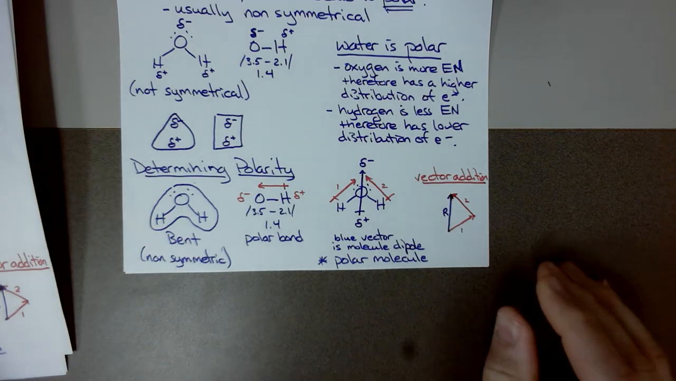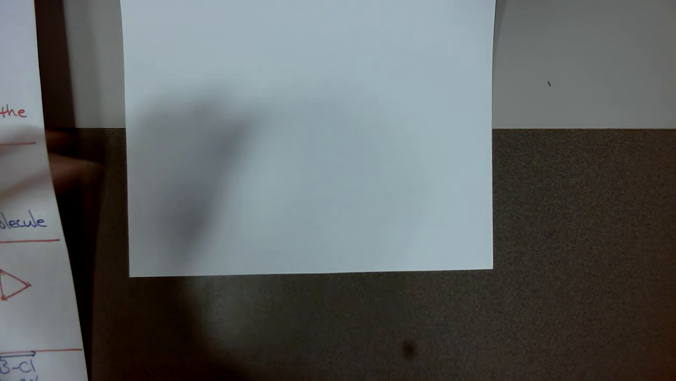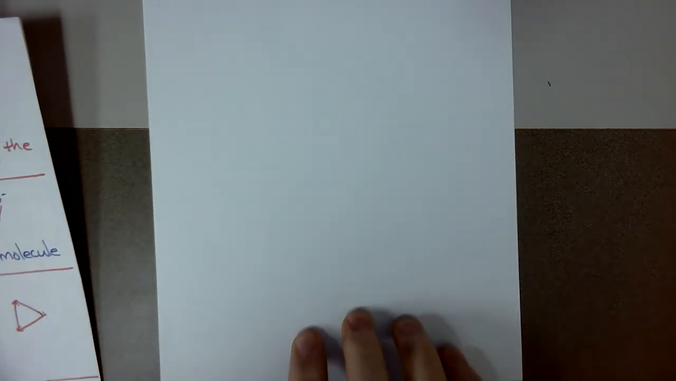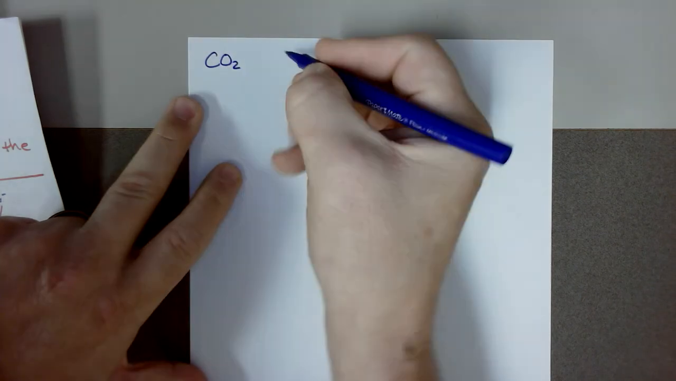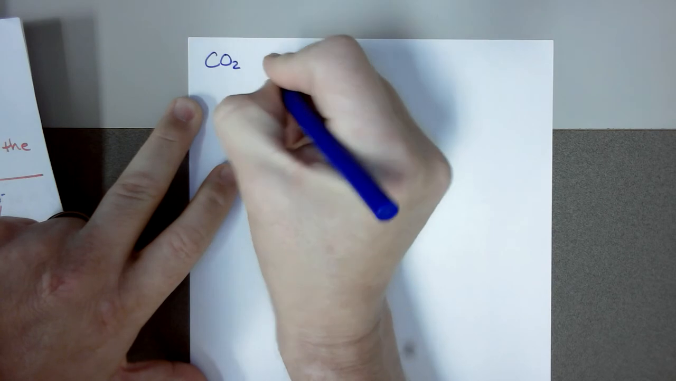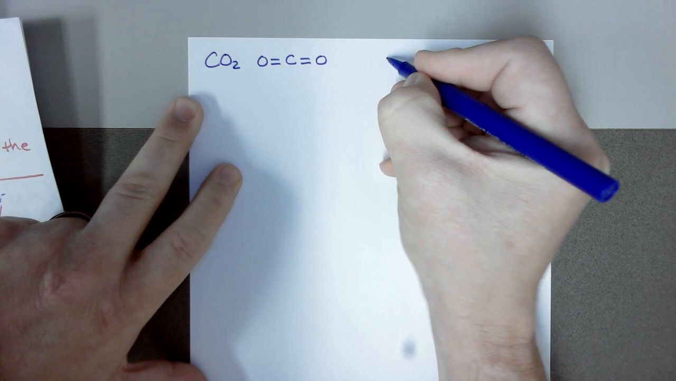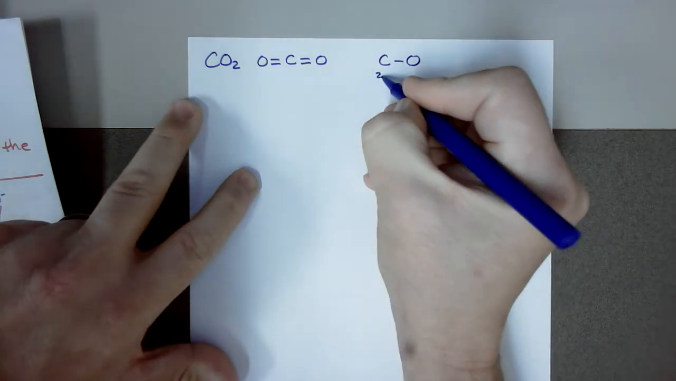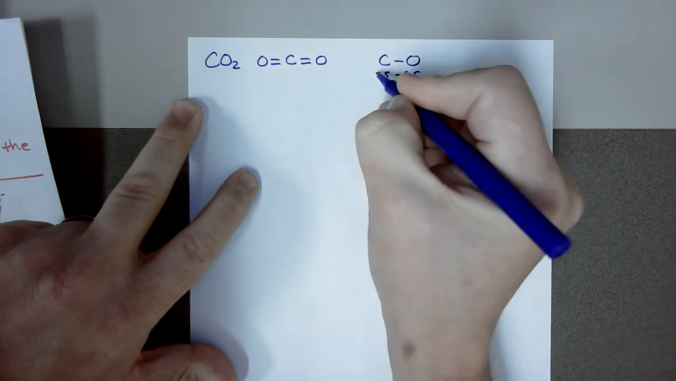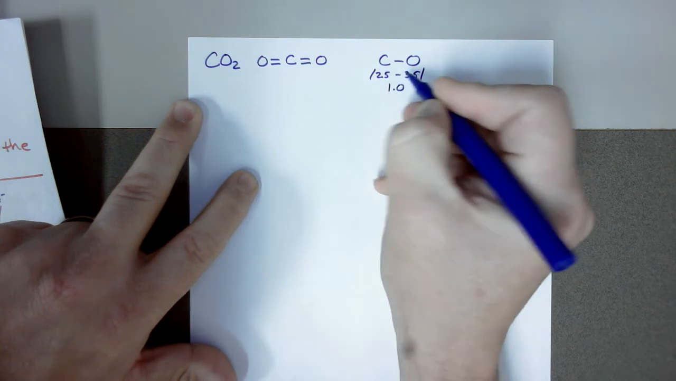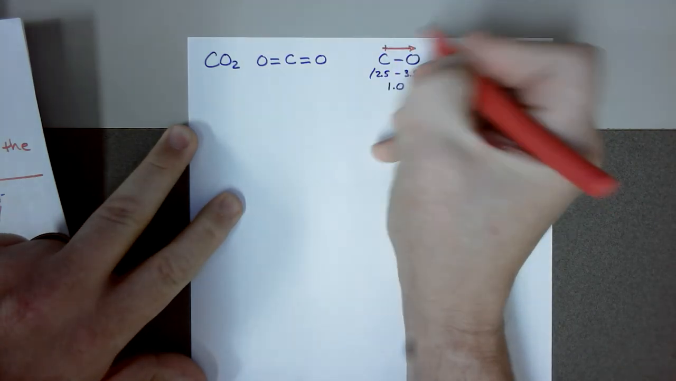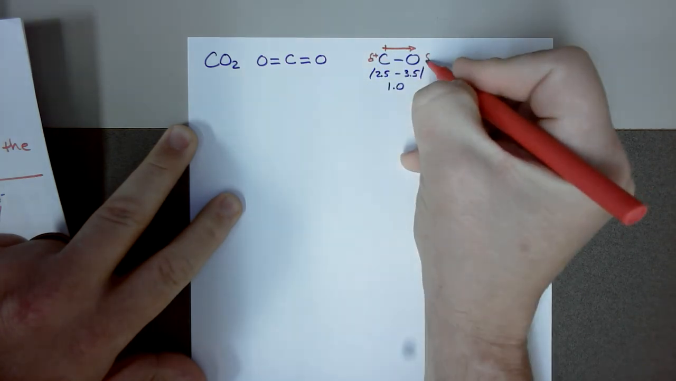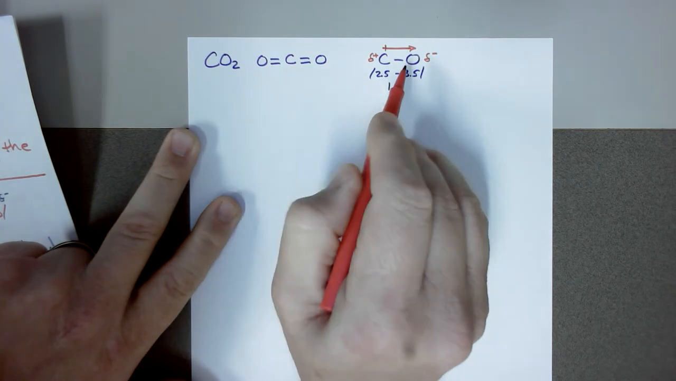So let's look at some other molecules and see how this works. The next molecule I want to look at is carbon dioxide, so let's determine the polarity of carbon dioxide. We have a carbon double bonded to an oxygen, and another double bond to oxygen. That's carbon dioxide. We know that the carbon-oxygen bond is 2.5 and 3.5, so this has a difference of 1.0. So this is a polar bond, and that polarity would be from the least electronegative to the most electronegative, partially positive here and partially negative here. So we know that this molecule has polar bonds.